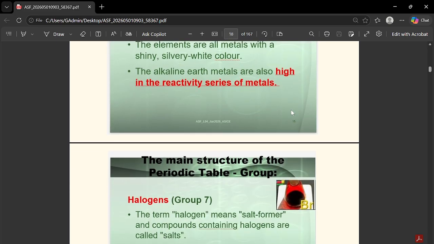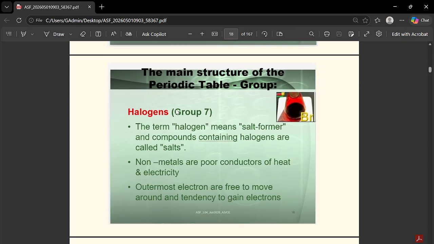Now we're going to talk about halogens. Halogens are typically in group 7. For example, you have fluorine, chlorine, bromine, iodine. The reason why halogens are so reactive is because they are missing one valence electron. And when you're missing one valence electron, you really don't want to lose all those electrons.